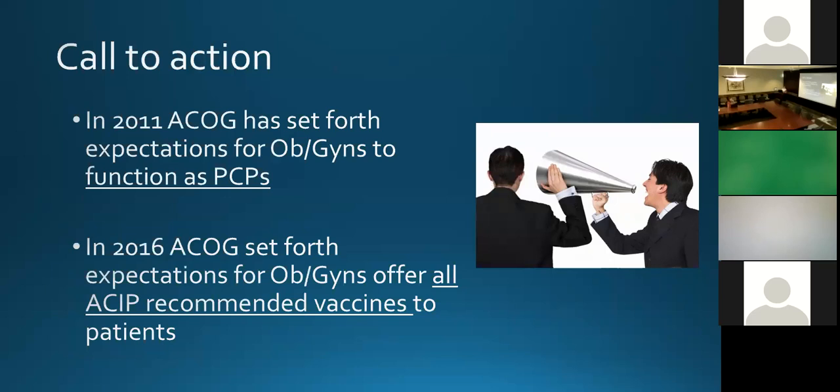And then more recently, after our trial was completed, they had a statement about how OBGYNs should offer all ACIP recommended vaccines to patients. So not just the ones for pregnant patients, which obviously OBGYNs deal with a lot, but all vaccines recommended for all adults. So that was a real shift in the thinking about what constitutes the scope of an OBGYN's practice.